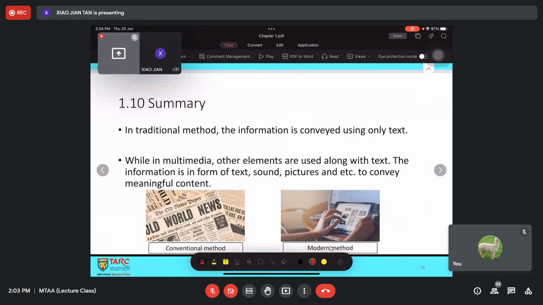Okay, summary. So in the traditional method, the information is conveyed using only text, while in multimedia, other elements are used along with it.